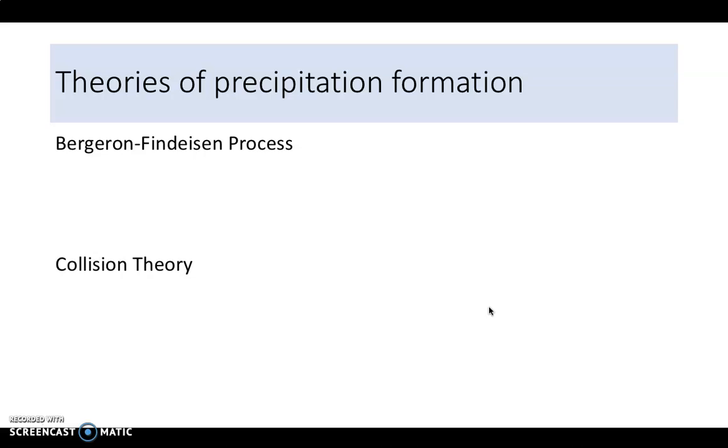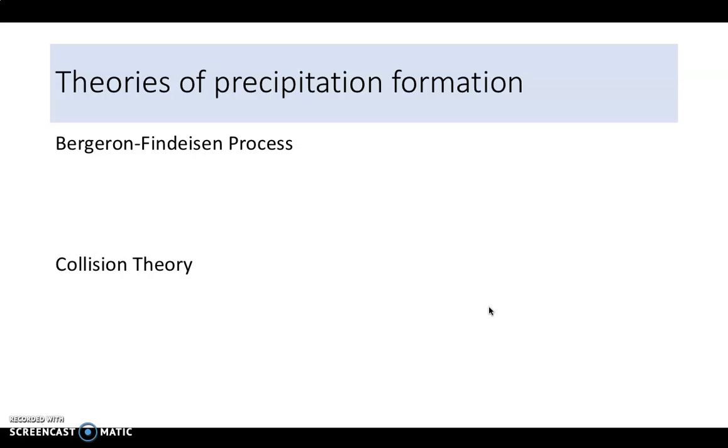Now you need to know about two different theories of precipitation formation. The first one's got a very fancy name. It's called the Bergeron-Findeisen process. And the second one's got a more simple name, which is the collision theory. Now I am going to set you a bit of time to have a look at these, but I am going to explain them very briefly.